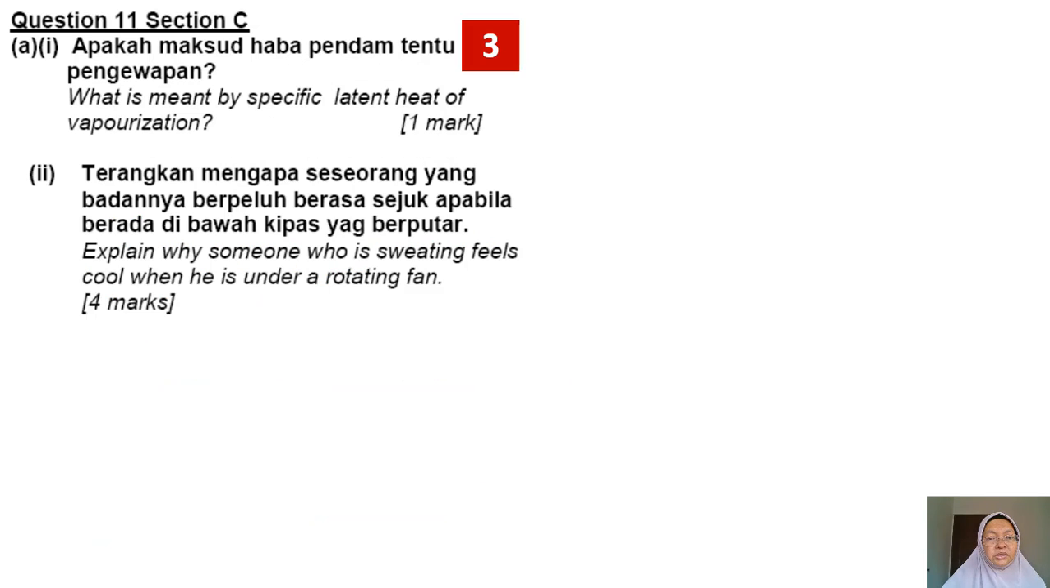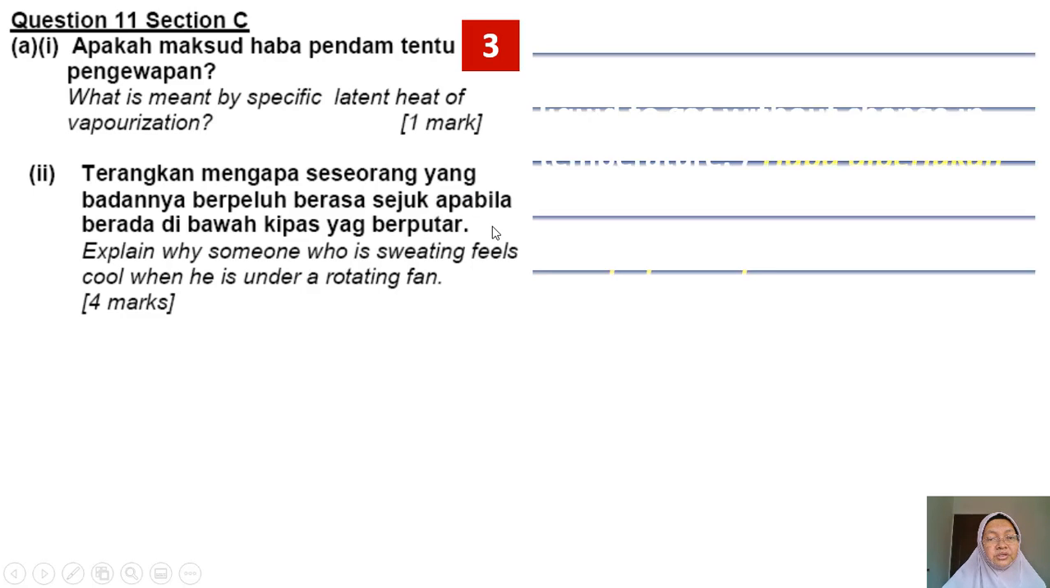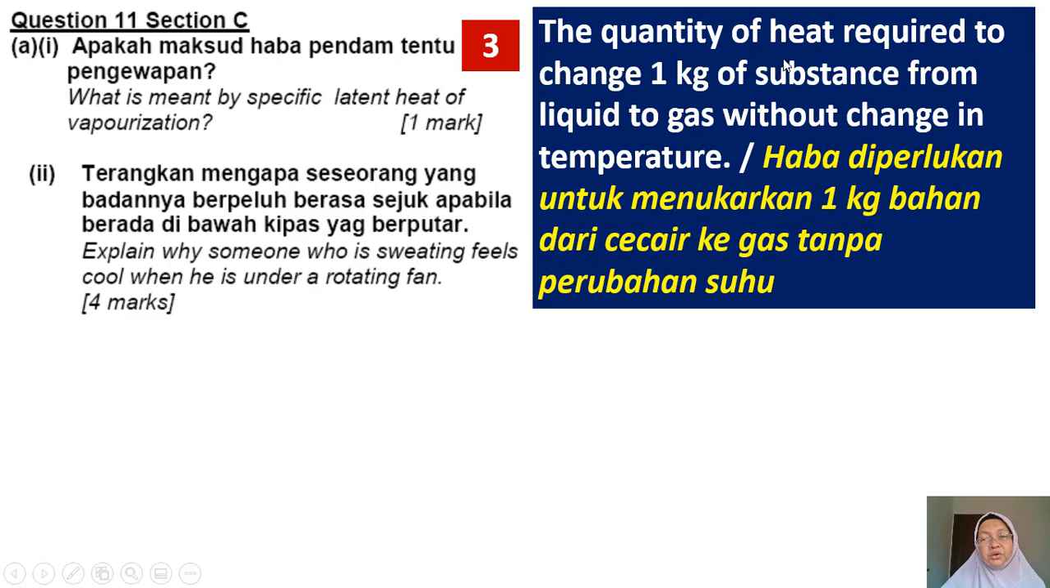Okay. Question number 4. What is meant by specific latent heat of vaporization? Okay. So the quantity of heat required to change 1 kg of substance from liquid to gas without change in temperature. Haba diperlukan untuk menukarkan 1 kg bahan dari cecair ke gas tanpa perubahan suhu. Okay, the question in your book. Explain why someone who is sweating feels cool when he is under a rotating fan. Okay, kenapa seorang yang berpeluh merasa sejuk apabila berada di bawah kipas yang berputar?